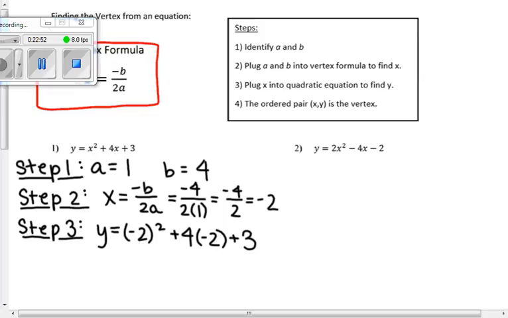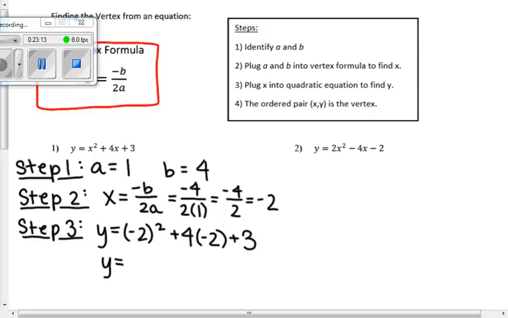Now, it is very important that you make sure that when you have a negative x value, not if there's a negative in the equation, but if you have a negative x value, it needs to be inside of parentheses. If you are planning on plugging this straight into the calculator, it needs to be inside of a set of parentheses. Your calculator will give you the wrong answer if not.